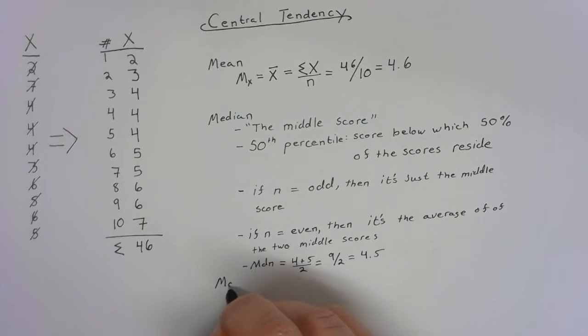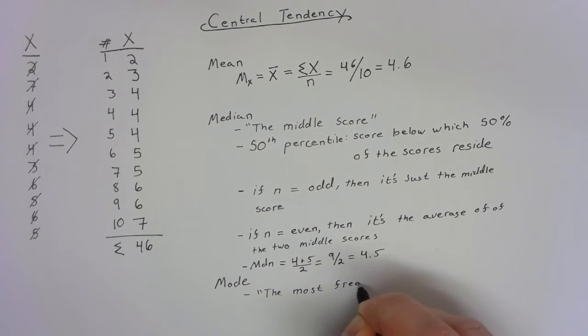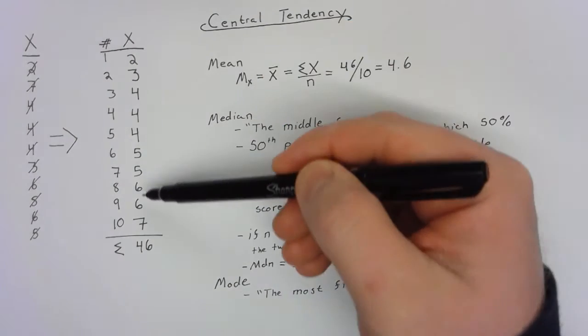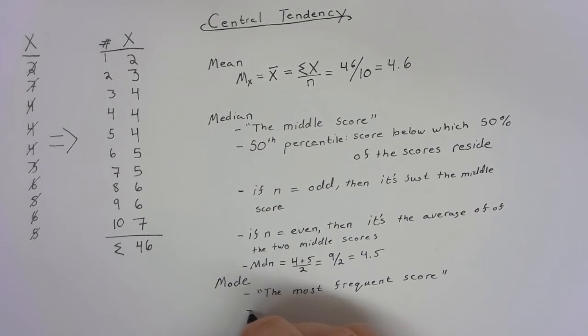When we go to find the mode, what we're actually going to be looking for is the most frequent score. Now, since we put all of our data in order, this is really easy to find and see that it's 4. We have 4 4s, but only 2 5s and 2 6s.